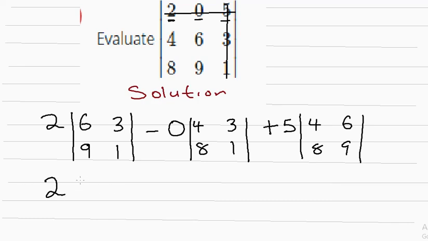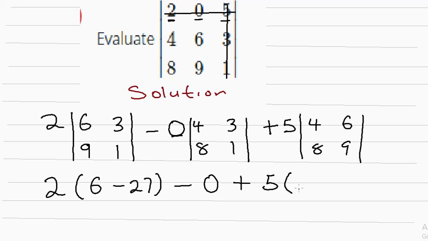So what I'm going to have here is 2 into, you know how we simplify this determinant, 6 times 1, that's 6, then minus 3 times 9, which of course is 27. Then this is going to be 0. I don't even need to do that. 0 multiplied by this determinant is still 0. So that's going to be minus 0.